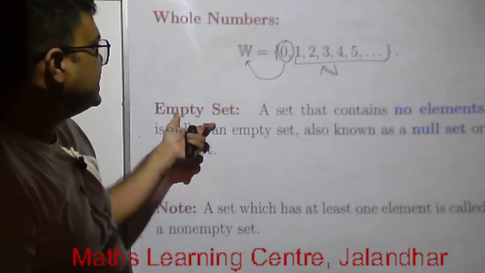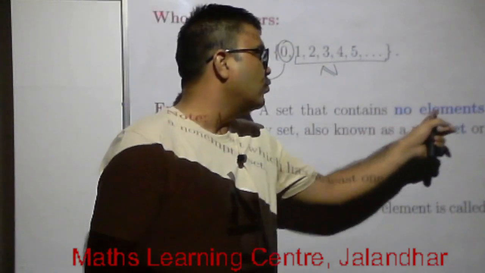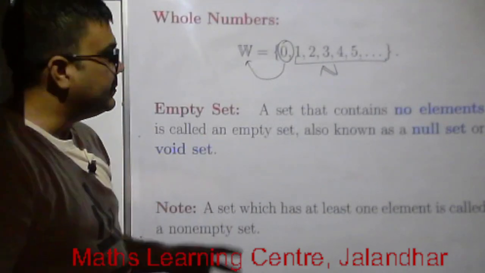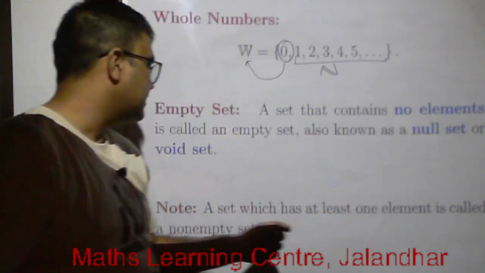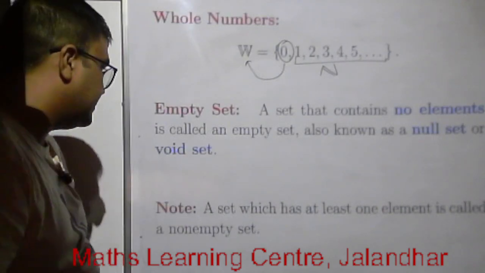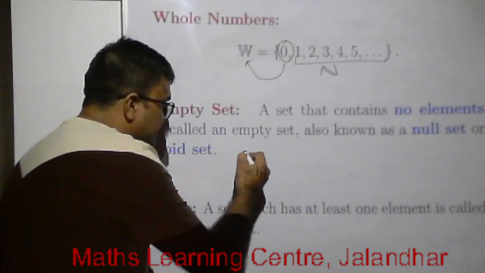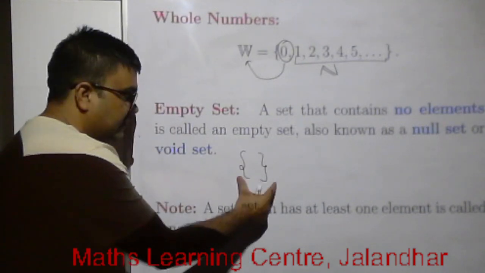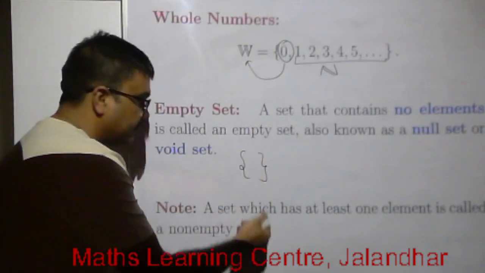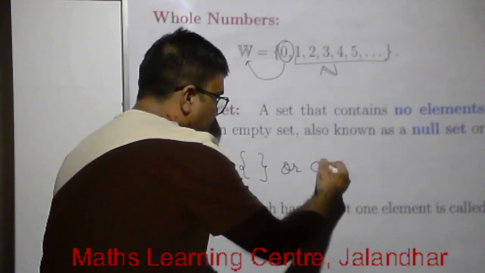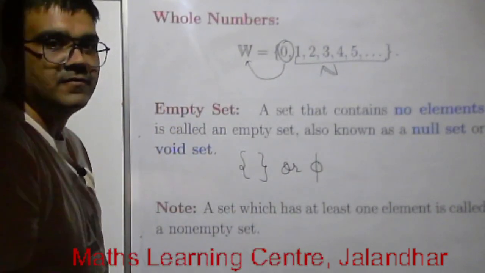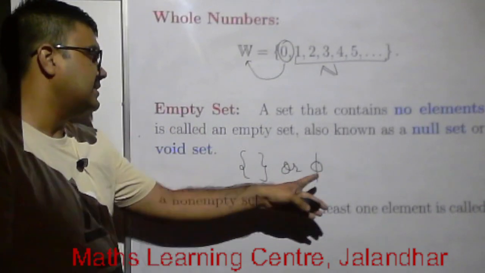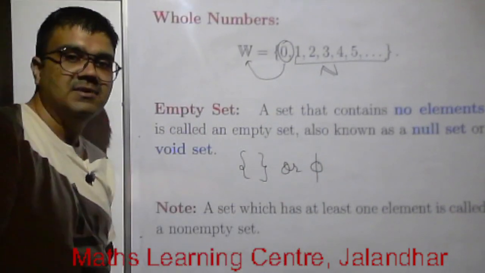So when we are saying empty set, we are saying a set that has no elements. That is called an empty set. Empty set is also known as null set or void set. And we can represent the empty set with an empty bracket, there is no element over there, or we can represent it with the symbol phi. So this is the representation of the empty set. Either we can represent it in this form or with the symbol phi.